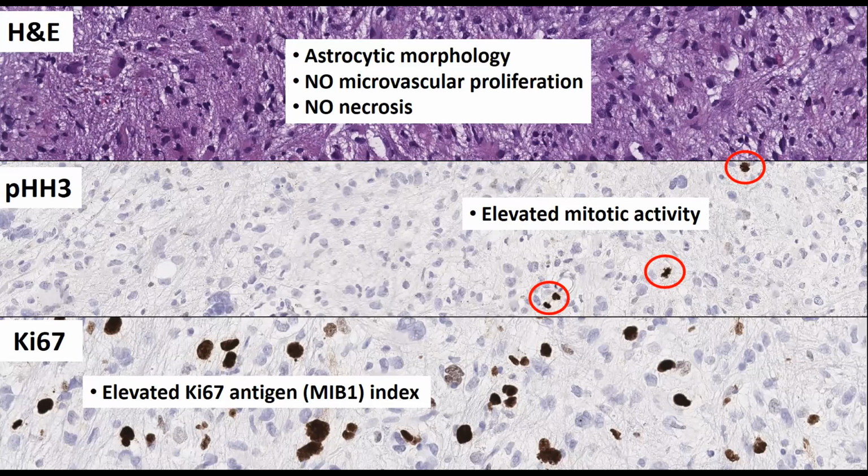No vascular proliferation, no necrosis. That fits perfectly with the non-enhancing character of the tumor. This is therefore either a grade 2 or a grade 3 by the classic features. The PHH3 tells you it is a grade 3 because there are 3 mitotic figures.